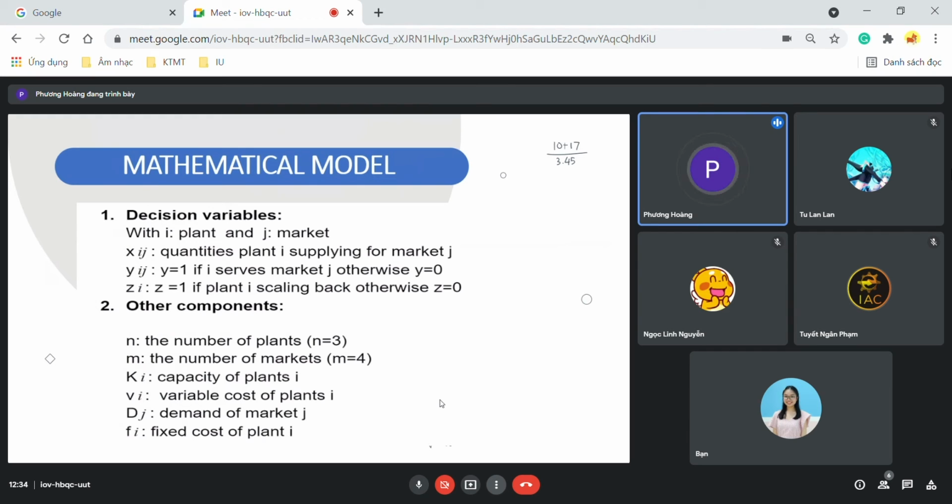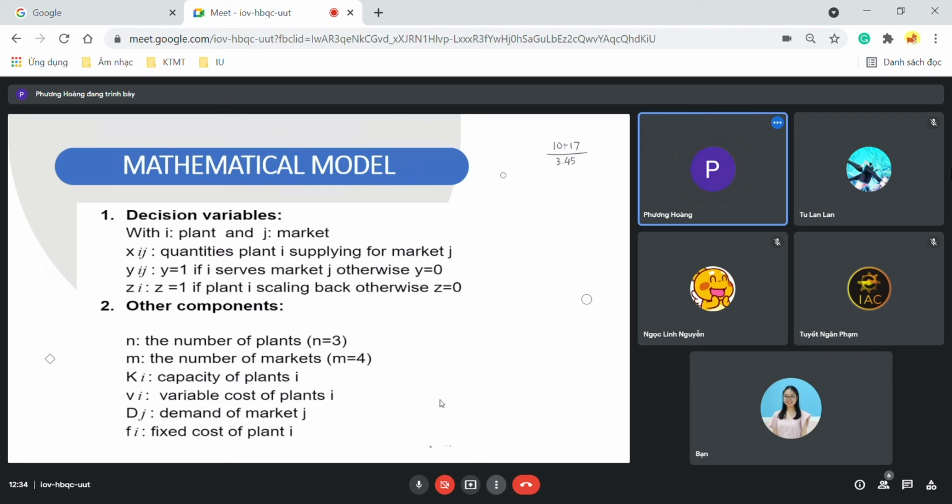We also define other components for integers. N is the number of plants, M is the number of markets, and with equivalent range is 3 and 4 respectively. Ki is capacity of plant i, Bi is variable cost of plant i, and Dj is demand of market j. Fi is fixed cost of plant i.